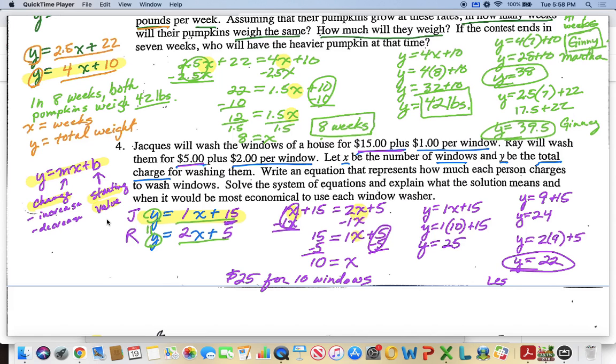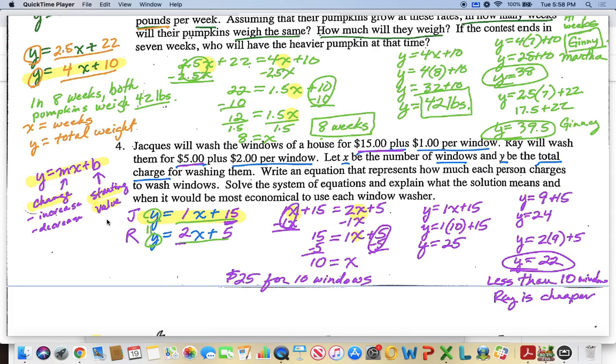So less than 10 windows, Ray is cheaper.